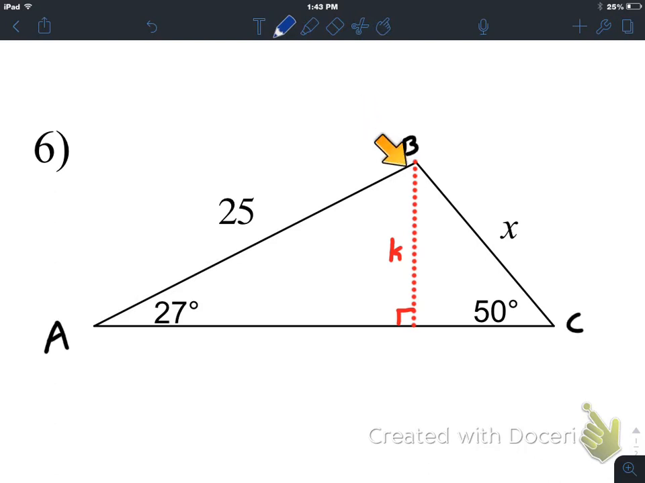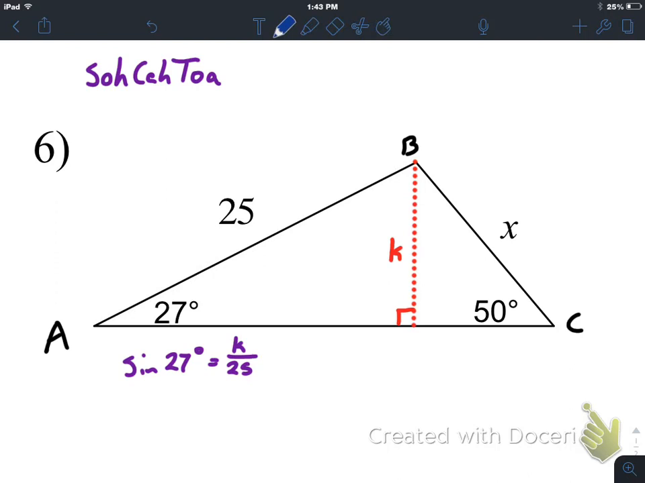So vertex B, I'm just going to drop a perpendicular from that, which creates this right angle here. Remember, perpendicular lines form right angles. So this gives me the altitude of the triangle. Now, I can use SOHCAHTOA because I have a right triangle. Now, SOHCAHTOA only works for right triangle trig, so this is what I'm going to set up.